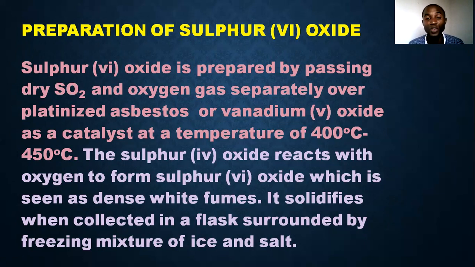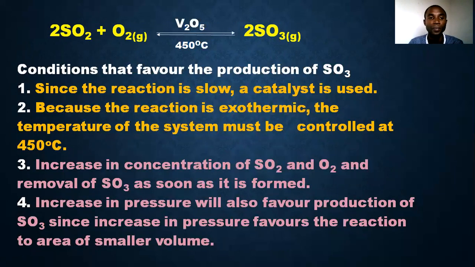Simply, what we are trying to say is that the reaction of sulfur 4 oxide with oxygen gives us sulfur 6 oxide. That is the simple thing. It forms by producing something like white fume, and that white fume will solidify. And when it solidifies, it produces sulfur 6 oxide. Look at it. Now, the reaction of sulfur 4 oxide with oxygen in the presence of vanadium 5 oxide produces sulfur 6 oxide.